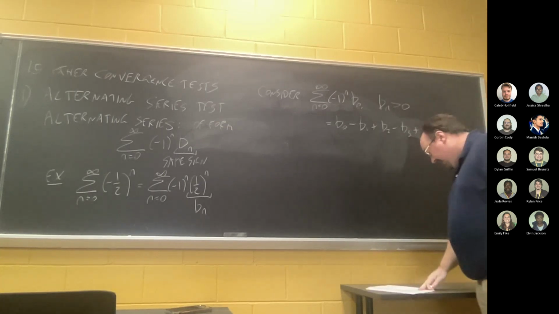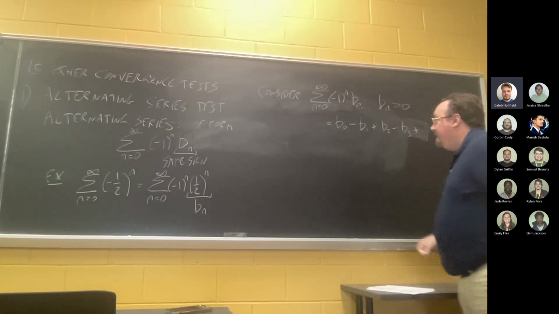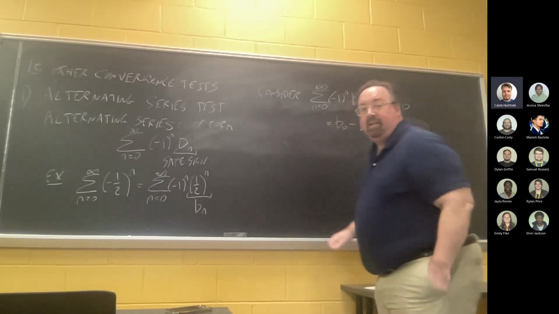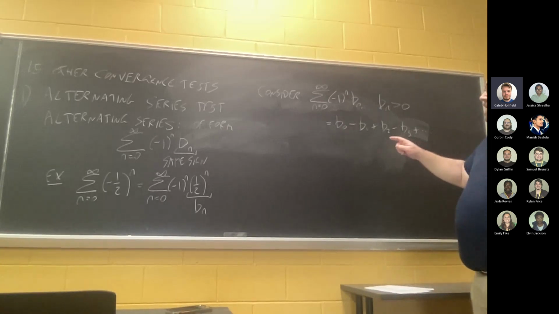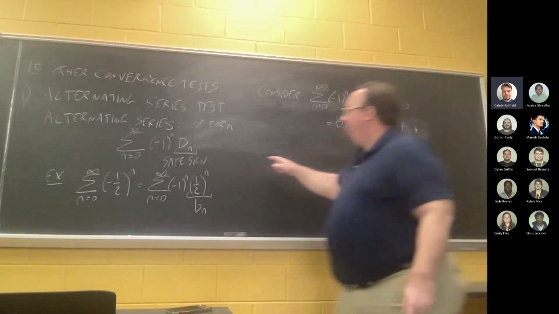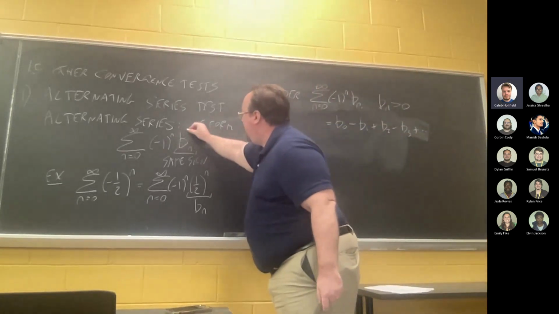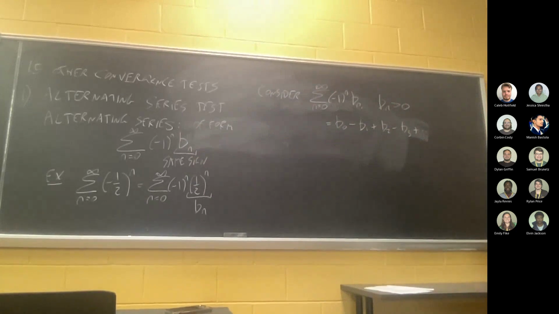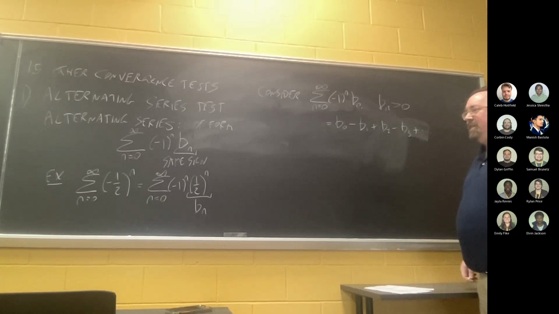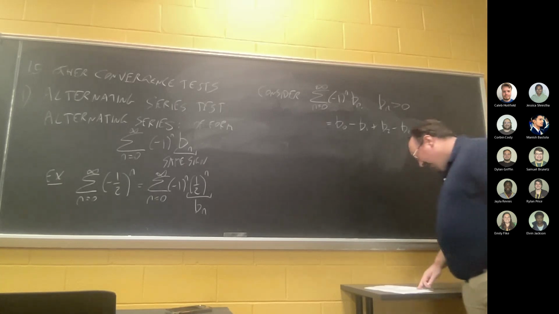Oh wait, Professor? Yes. Was that a DN up there next to under alternating series of form? Is that a DN? That's a B. Okay. I was thinking that was a D. Thank you. Okay. All right. Make sure.